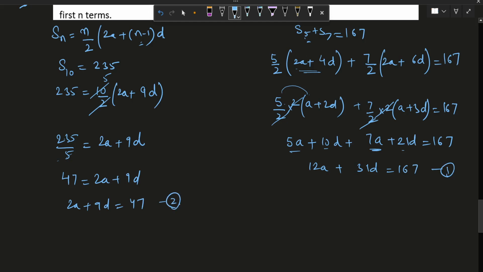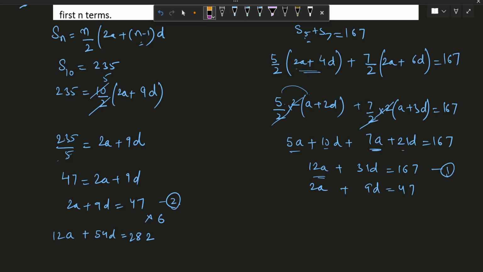Again, you got the linear equations. So let us just solve these equations. I have two equations, 1 and 2. So 2a plus 9d is 47. Let's do one thing. Multiply it over here by 6. Why? Because it is 12. So let me multiply it. It should be 12a. 6 twos are 12a, 9 sixes are 54d, and 47 into 6, 24, 282. That's your second equation.